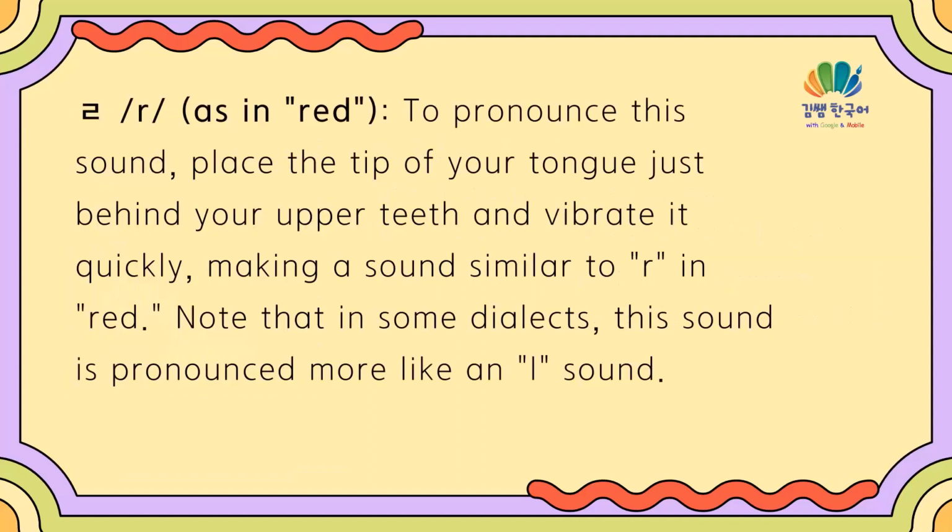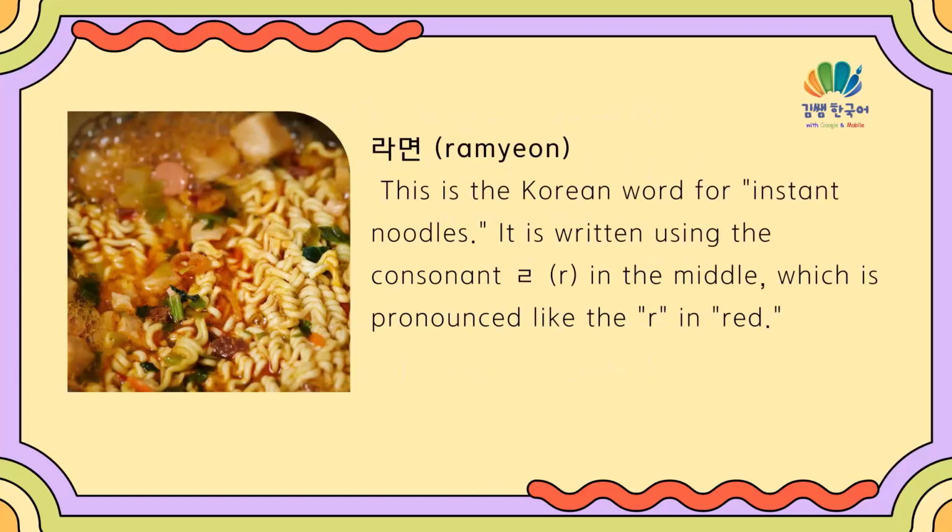In do, 리을. R, as in red. To pronounce this sound, place the tip of your tongue just behind your upper teeth and vibrate it quickly, making a sound similar to R in red. Note that in some dialects, this sound is pronounced more like an L sound. 라면. This is the Korean word for instant noodles.